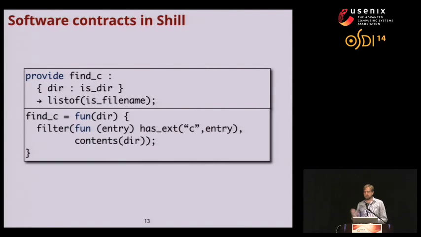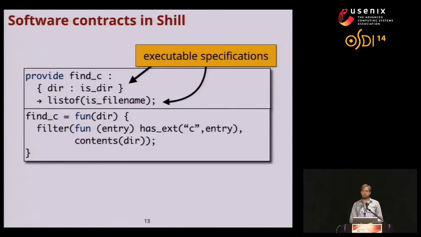So this is a SHILL script that returns the list of all files with the extension .c in a directory. And the top here is a contract for the function, which acts as an executable specification for it. So for example, this contract says that the argument that the caller provides must be a directory capability, and that the function will return a list of file names. And these contracts are actually written in SHILL itself, so users can extend the specification language to meet their own needs.